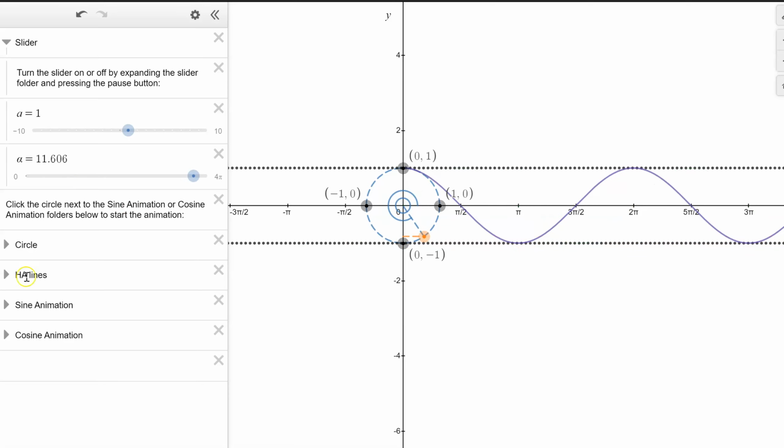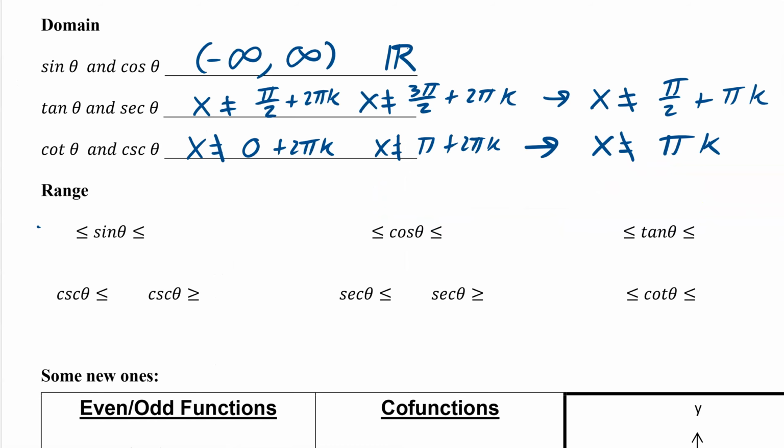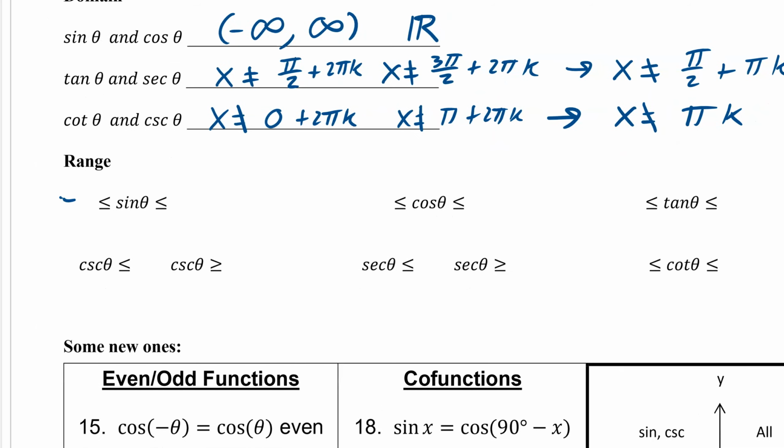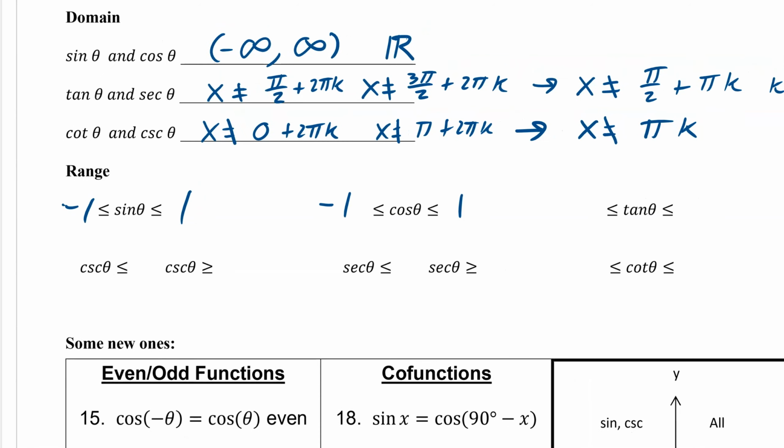Now, cosine does the same exact thing. It just starts at 1, goes down to -1, and then back up to 1, and so on. So the range for sine is -1 to 1, and the range for cosine is also -1 to 1. What that means is these are all nice proper fractions between -1 and 1.